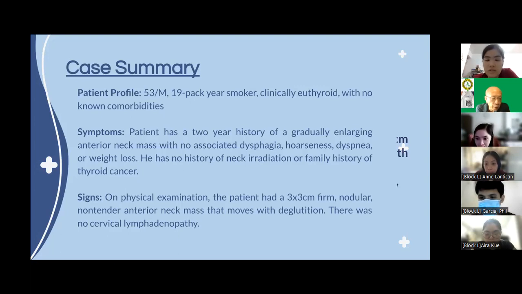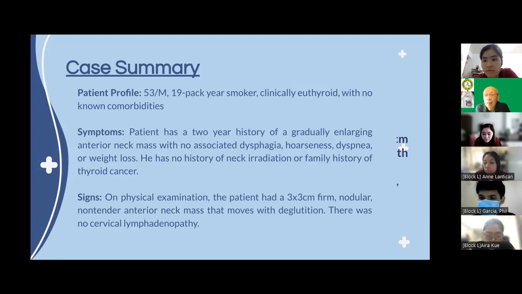What's your question again? Where can you find the classification of the subclassifications of the multinodular non-toxic goiters? Okay. Where? I really don't know. I've been looking for it. But during my residency years, that's how I was trained.